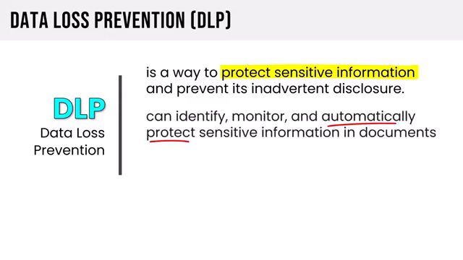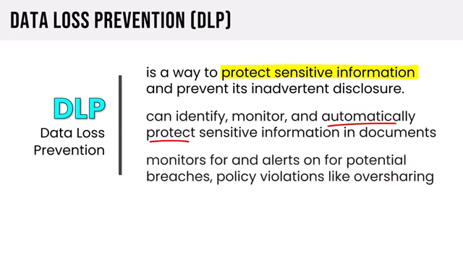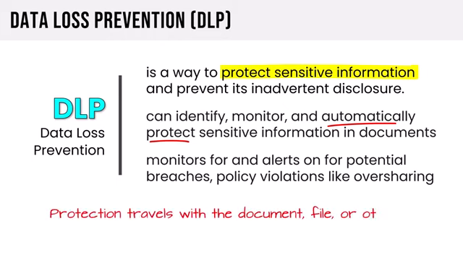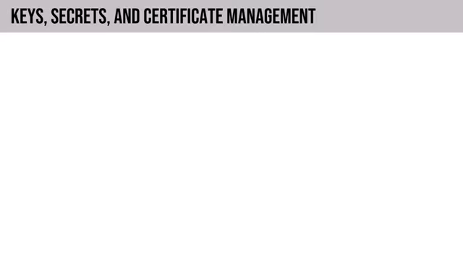It can identify, monitor, and automatically protect sensitive information in documents, and that automation is a very common and important characteristic. It monitors for and alerts on potential breaches and policy violations like oversharing, but the protections travel with the document, file, or other data, preventing local override of DLP protections. And preventing local override is a key point there.